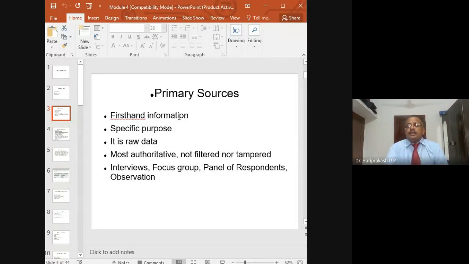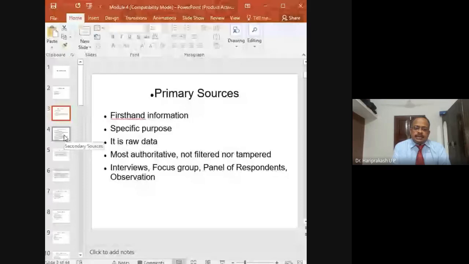It is not filtered, it is not tampered. There is no editing done in this data. There are no changes done, because you are involved in that. So you know that. In that sense, there is no filtering or tampering of data when you are doing the work. So that is about the primary sources.